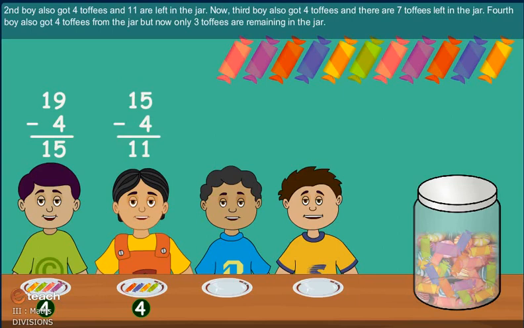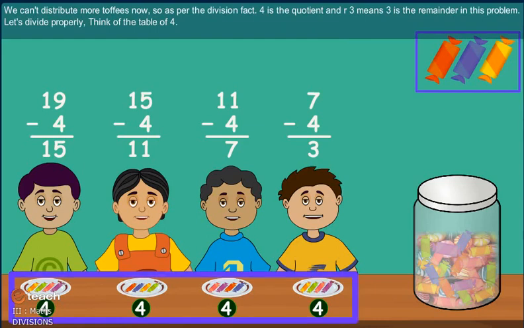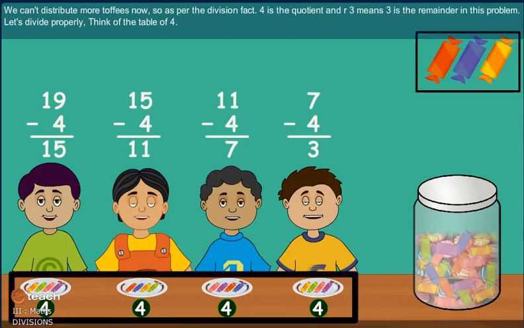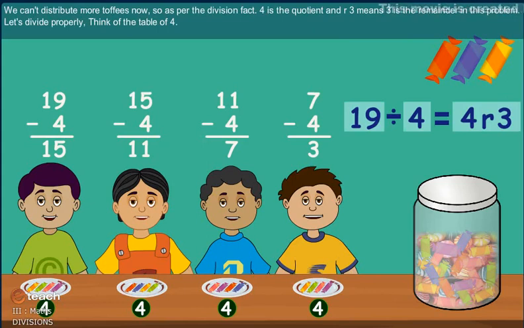Now, the third child also got 4 toffees and 7 toffees are left in the jar. The fourth child also got 4 toffees from the jar, but now only 3 toffees remain in the jar. We are not able to distribute more now, so as per the division fact, 4 is the quotient and R3 means 3 is the remainder in this problem.